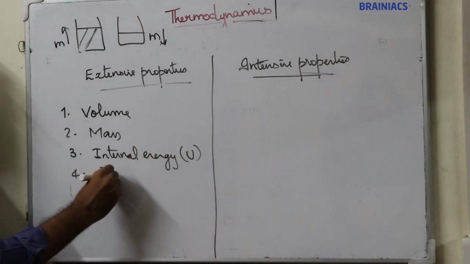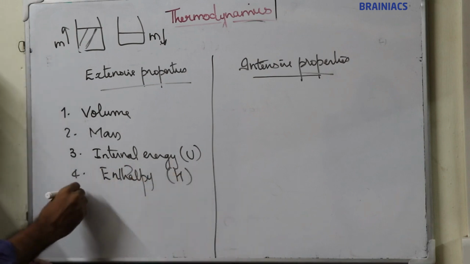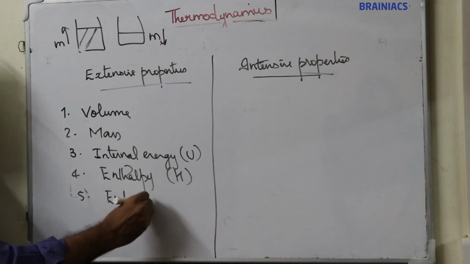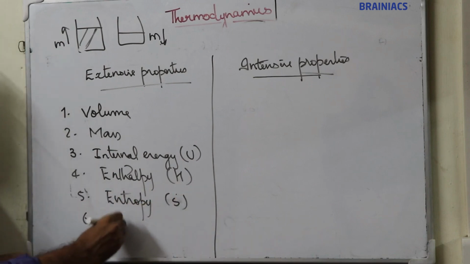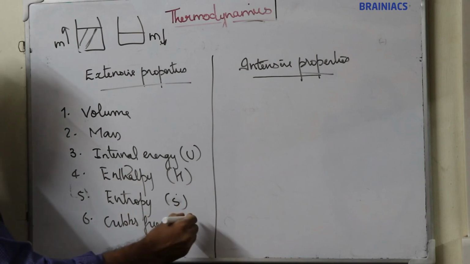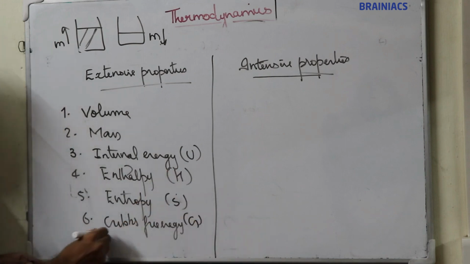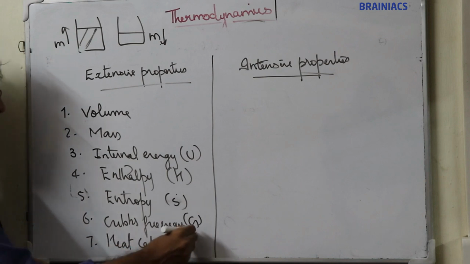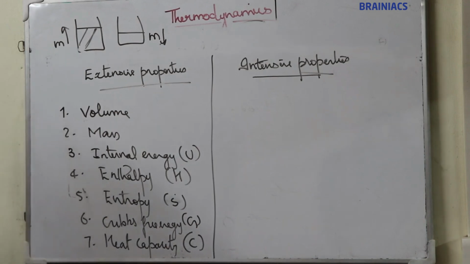Fourth one, enthalpy. Enthalpy is an extensive property. Fifth one, entropy is an extensive property. Sixth one, Gibbs free energy is an example of an extensive property. Heat capacity is an example of an extensive property. Right? These are the examples for extensive property.